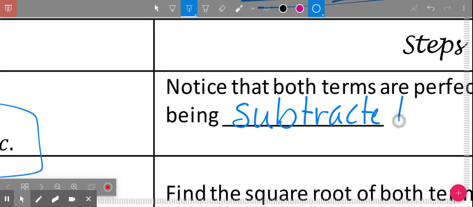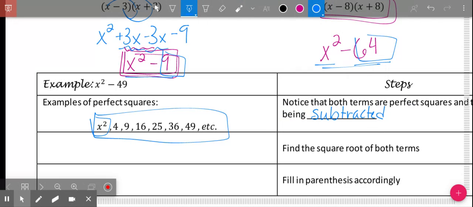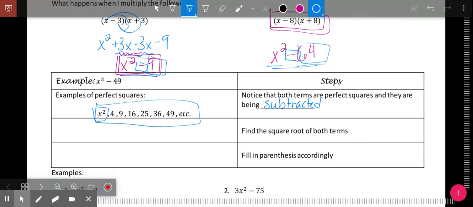Remember, difference is a fancy word for subtraction. Okay, so notice that both of these have a subtraction sign in the problem. Okay, if you get an addition sign, it's actually not factorable. That's called the sum of two squares. Okay, and that's actually not factorable. Okay, so since they're being subtracted, okay, we're good. So we have x squared minus 49, for example. X squared and 49 are both perfect squares, and they're being subtracted.